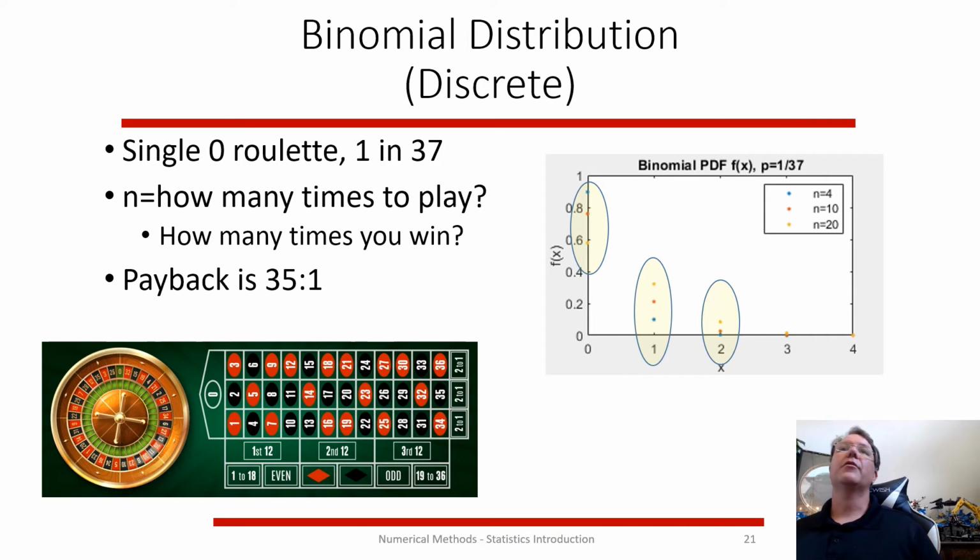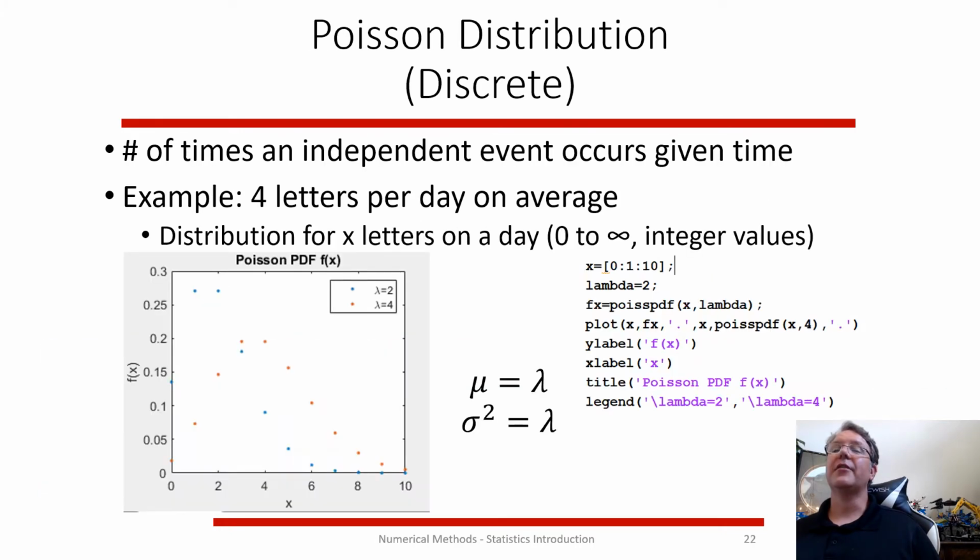You can think about it in terms of roulette. You've got 37. How many times do you play? Payback is 35 to 1. So the probability of winning is 1/37th. And how many times are you actually going to bet? So that you can start to analyze. That's a lot of how probability started, because people wanted to look at analyzing gambling.